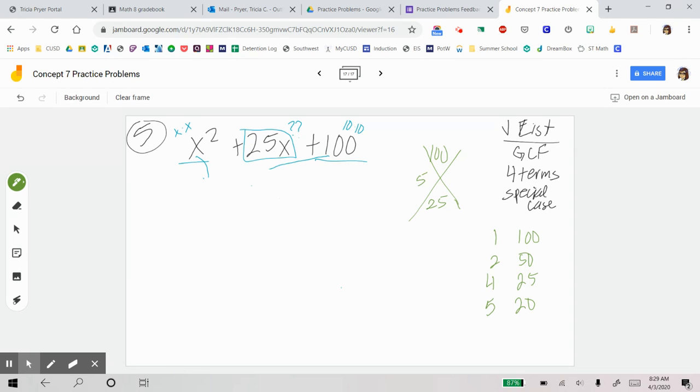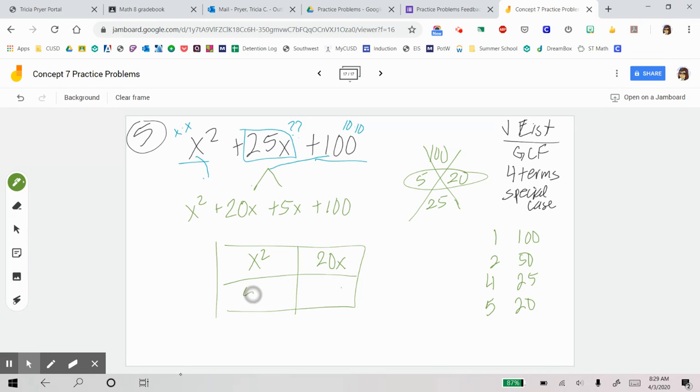So we could use 5 and 20 to break up that 25. So we'll have 20x plus 5x is how we can break up that 25x. We still have the x squared and the 100. Once we break it up, we have 4 terms, so we can create our box to factor x squared, 20x, 5x, and 100. And then we want to factor out the GCF.